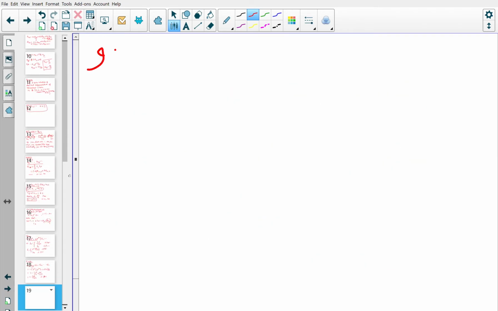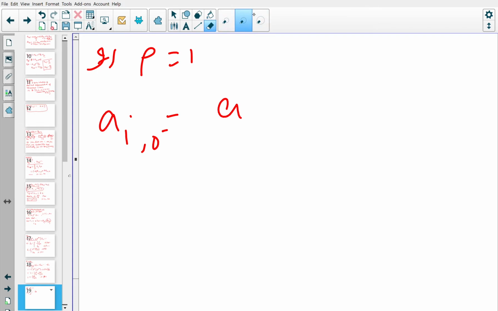If rho equals 1, then this absorption probability will be what? It will be nothing but, okay, the m minus 1 part is there, so this gets cancelled, and this will be (m minus i) by m. Okay, clear?